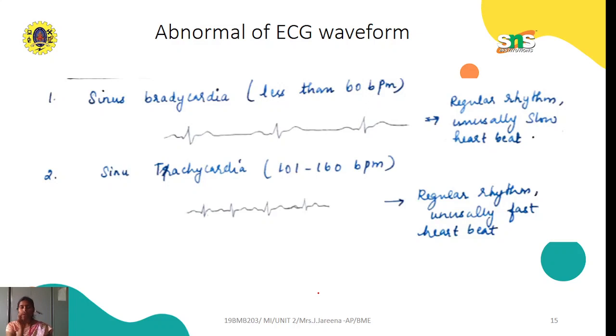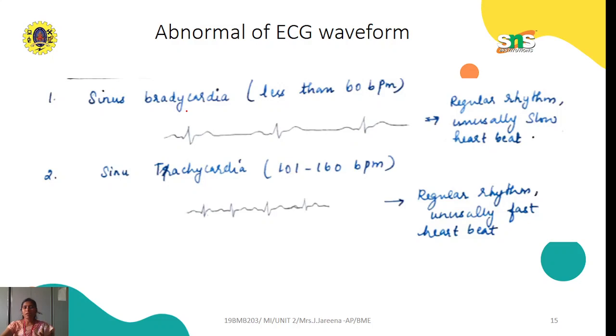In this class we are going to discuss these arrhythmias, what changes you can see in the ECG waveform when the person has these arrhythmias, and what kind of changes will happen in the heart rate also. So let's start with the first arrhythmia, that is the sinus bradycardia.